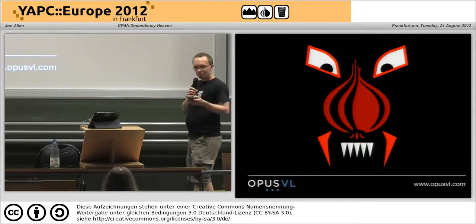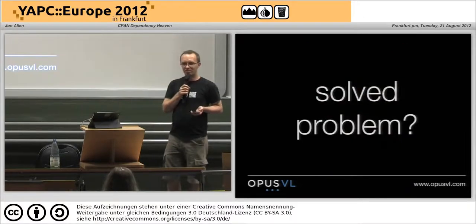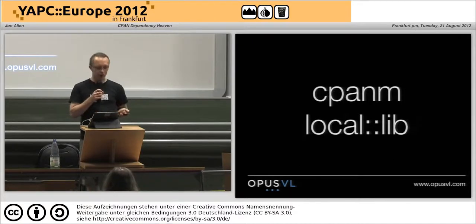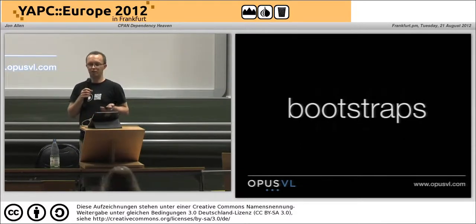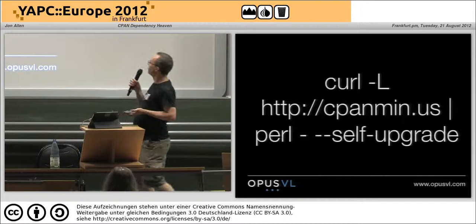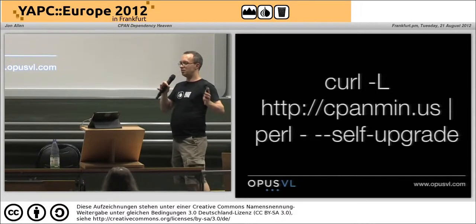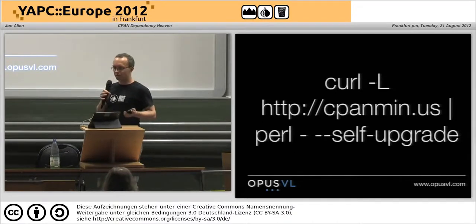Now, I'm sure that a lot of you will be sitting there thinking, well, hang on, it's a solved problem. We don't do that anymore. We've got CPANM, we've got local::lib. And CPANM, local::lib, they bootstrap themselves. So even if you're on a system where you don't have root access, things like that, you can get it going. So brand new Perl, there's even a nice domain name. Just pipe cpanm into Perl, tell it to upgrade itself, and that's it, done. You've got a fully working CPAN client. No configuration needed.